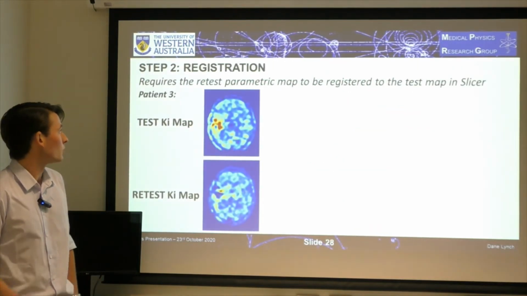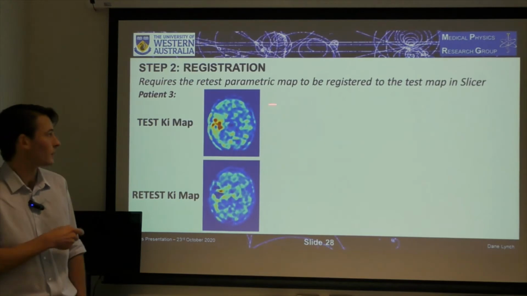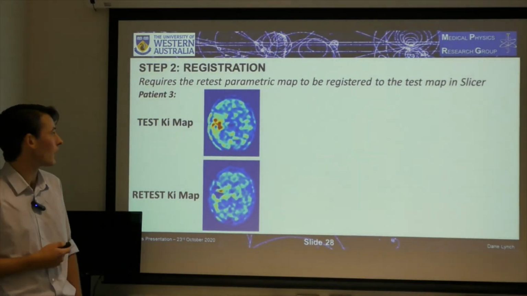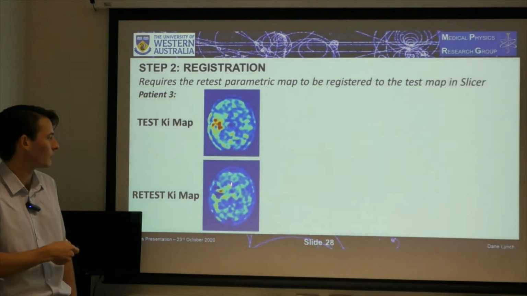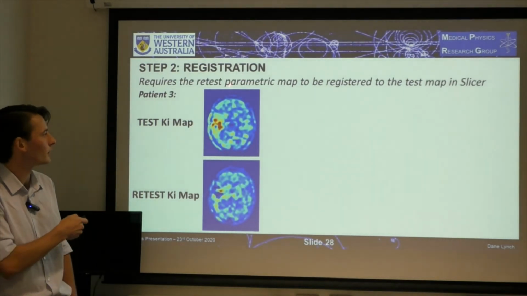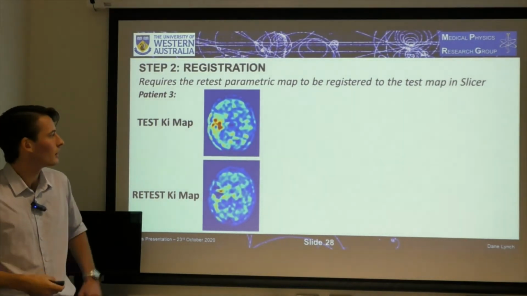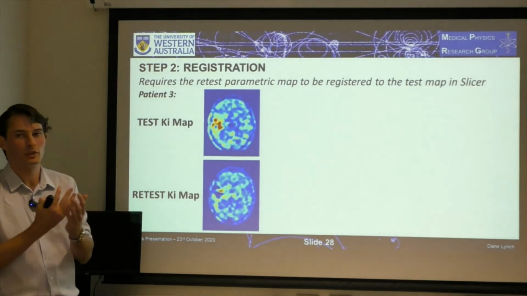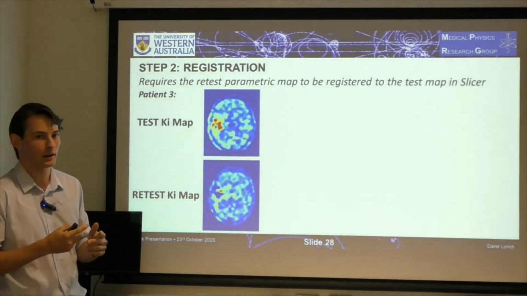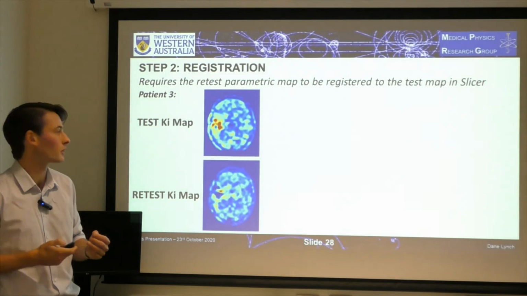The next step was to register the retest maps to the test maps. So this is an example of an uptake map for patient 3. As you can see here, the retest is slightly skewed when compared to the test map. And so we need to register them in order to put them in the same physical space, so we're comparing the same voxels.